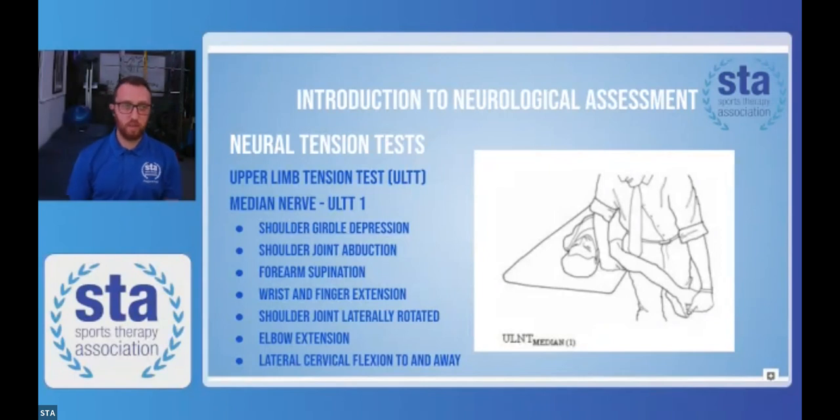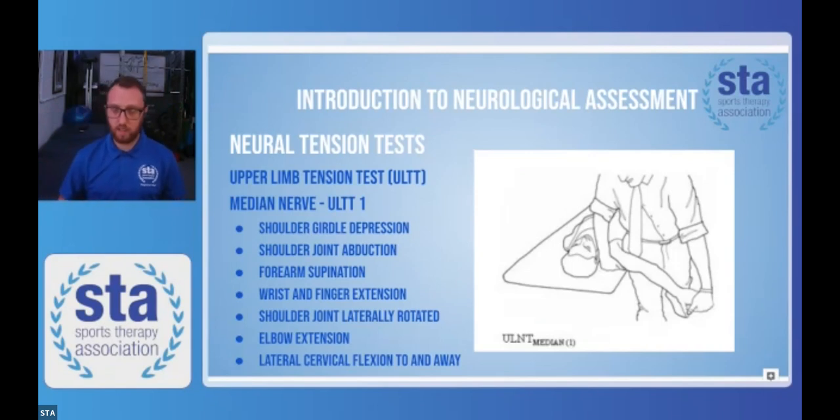So for the median nerve, it's shoulder girdle depression, then joint abduction with a straight arm, forearm supination, then wrist and finger extension. At this point, you're holding onto their hand and bending their hand backwards in a supinated position. Then you externally or laterally rotate the shoulder. And then you can move the elbow through its full range into extension. So where you're ending up is over here. Can't see it very well on there.